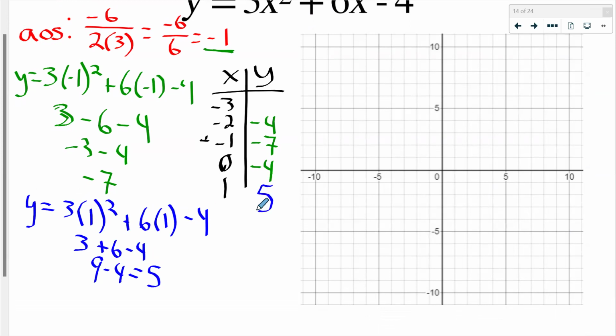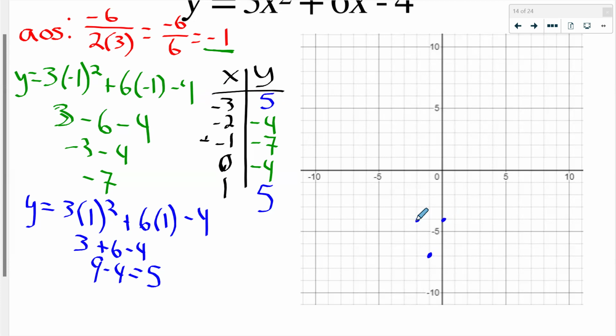Because again, this is symmetrical. This is 5, this is 5. So just like that, we have 5 points. We're going to plot our axis of symmetry. -1, 1, 2, 3, 4, 5, 6, 7. Look, there's our vertex. Now we're going to go 0, -4, and we're also going to go -2, -4.